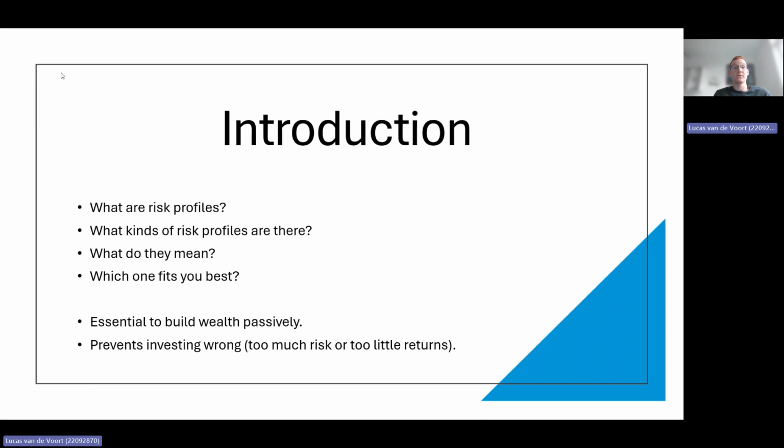And I'm going to teach you more about this because, in my opinion, risk profiles are an essential part of building wealth passively in the long run. If you don't know what risk profiles are, or you don't know which one suits you best, you will probably be investing wrong. Either you're taking too much risk or you're generating too little return for your appetite. And obviously, neither is optimal. So today I'm going to tell you everything you need to know about risk profiles so you can determine for yourself which one fits you best.